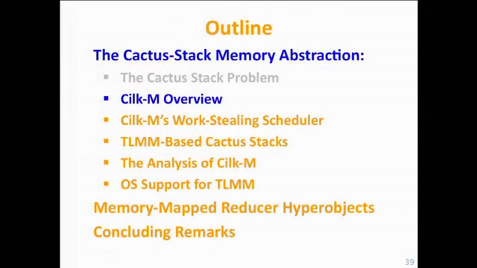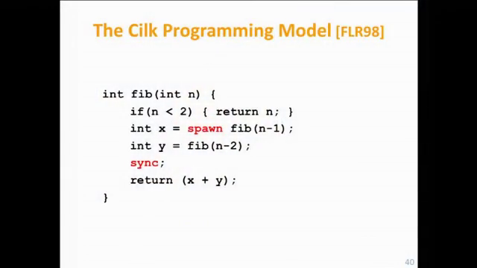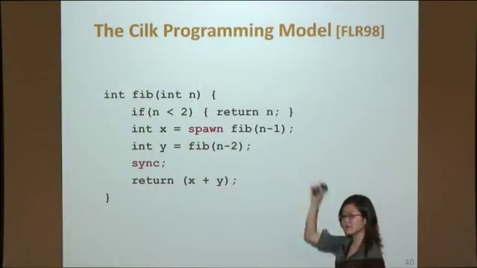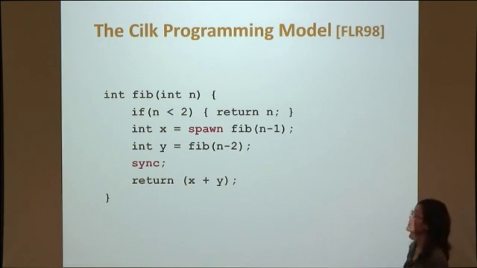And next, I'm going to give an overview of Cilk-M, which is a system that we built to basically solve the cactus stack problem. Okay, so first of all, throughout the rest of the talk, I'm going to use the programming model in Cilk. Here, I have a very naive way of calculating Fibonacci where you just do fib(n-1), fib(n-2), and then you sum the results together. And obviously, fib(n-1) and fib(n-2) can compute in parallel.